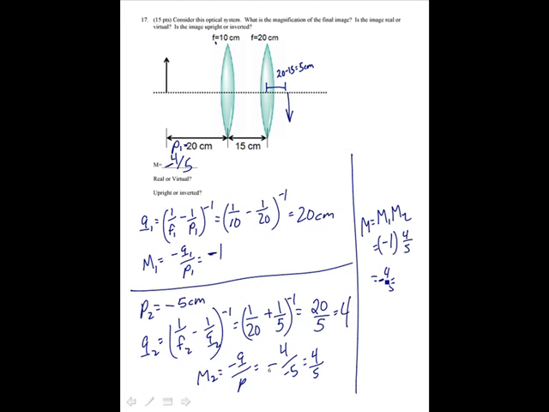All right. The final image distance right here is positive, so it's a real image. And the magnification is negative, so it's inverted.